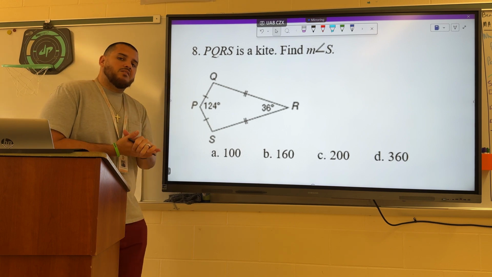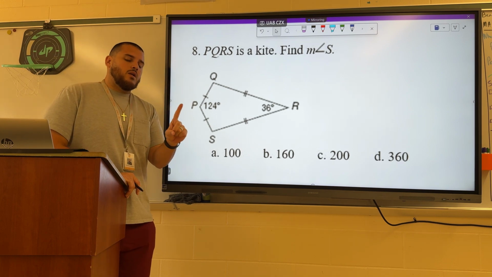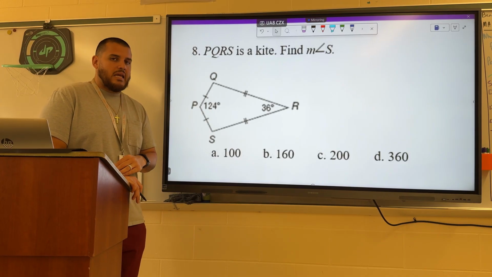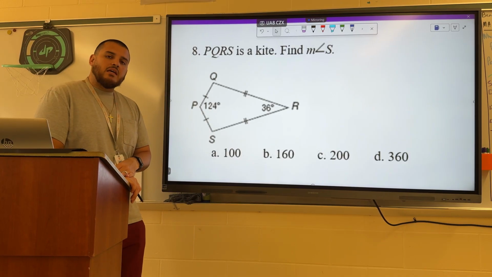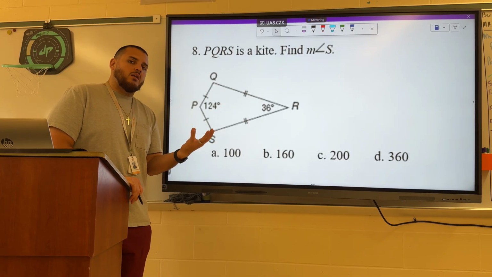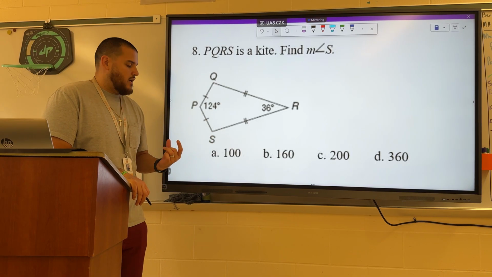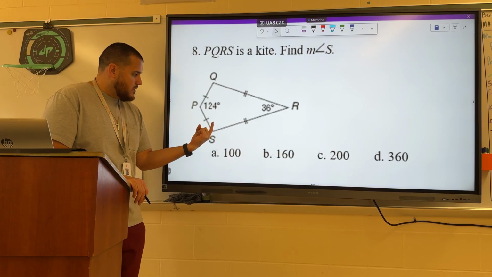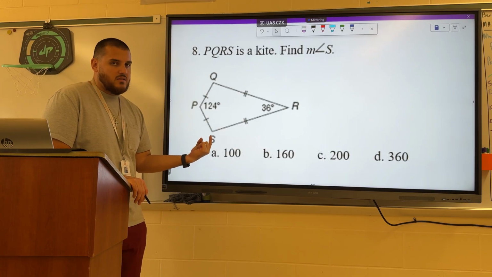So the property that matters here is that a kite is going to have one pair of opposite angles that are congruent to each other. We just need to know where those angles are. And those are always the included angles, so that means they're in between the non-congruent sides. So this side is not congruent to this side. The included angle of those two sides is this angle, angle S.